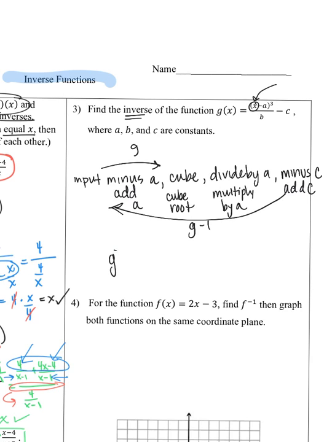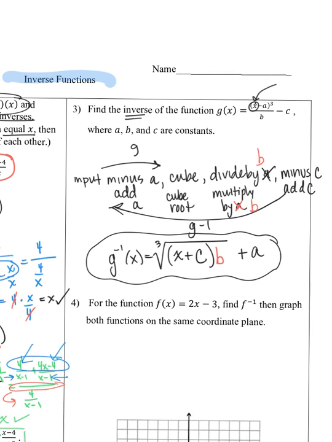So in math notation, g inverse of x will be equal to x plus c multiplied by, wait a minute, it wasn't divide by a, that was divide by b, sorry about that. So this will be multiplied by b. So we'll have a b here. And then we're going to cube root that whole entire quantity, and then we're going to add a at the end. So this would be g inverse.